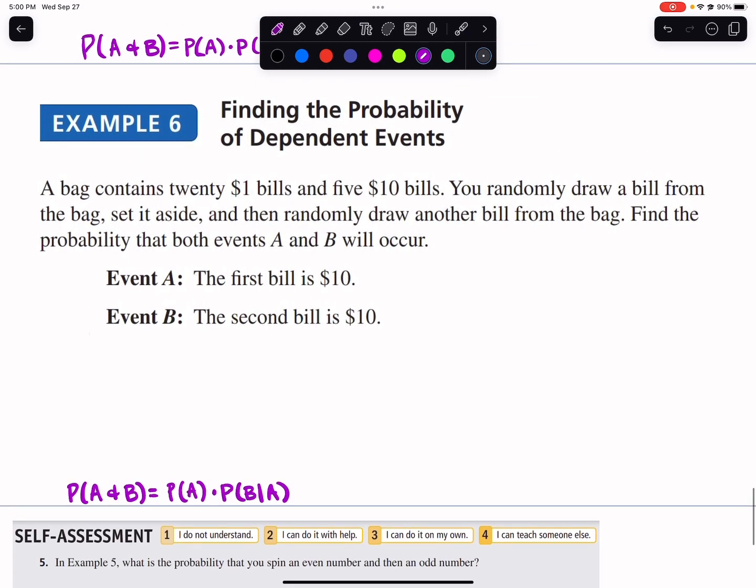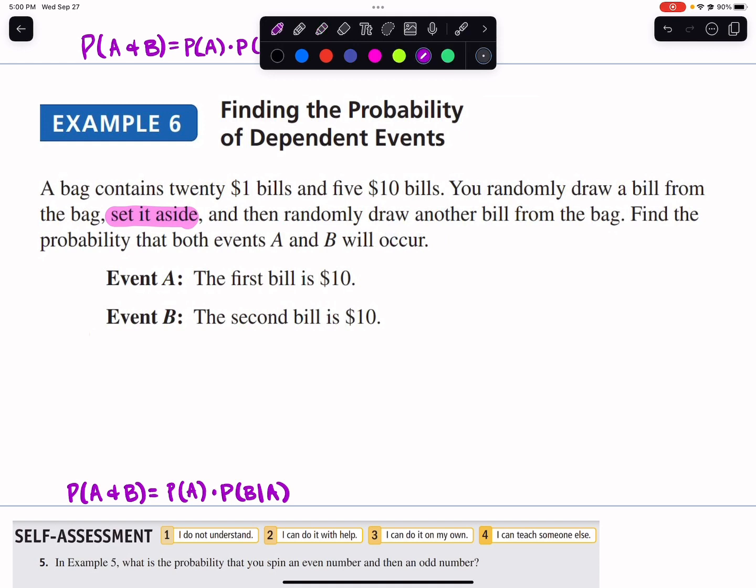All right, so a bag contains 21 $1 bills and 5 $10 bills. You randomly draw a bill from the bag, set it aside, and then randomly draw another bill from the bag. The part that makes this dependent is that you take something out, you set it aside, you are changing how many things you have to choose from now. So that's what makes it dependent. Find the probability that both events A and B will occur.